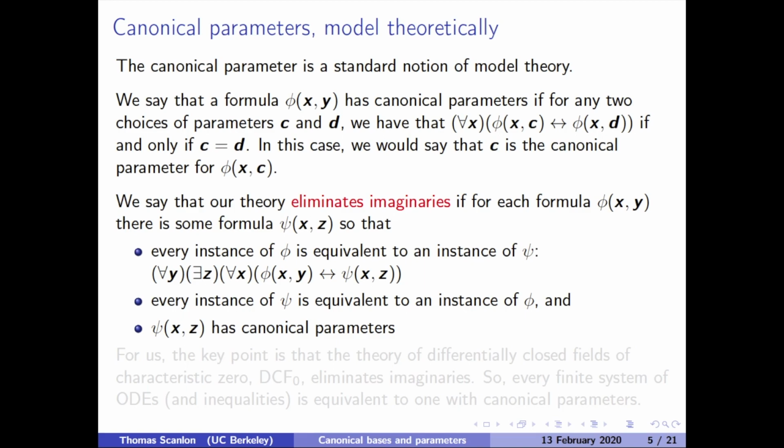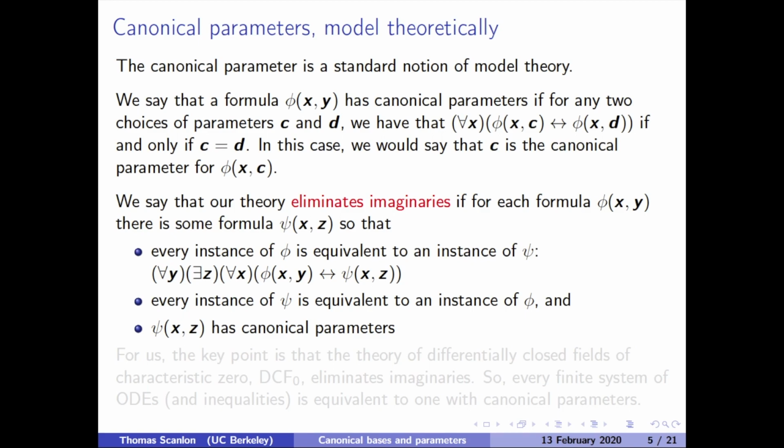Okay, so here's the formal definition, what it means to eliminate imaginaries. You start with your formula, phi. Maybe it's bad. You did something like x prime equals x plus y1 plus y2. That's a poor choice of a formula to define that system because it doesn't have canonical parameters. So you look for a different one, and the different one, my C, would be x prime equals x plus z1. That would be a good system.